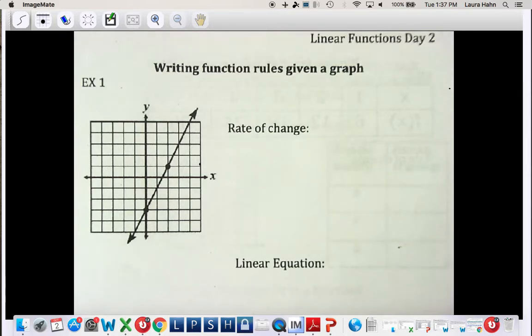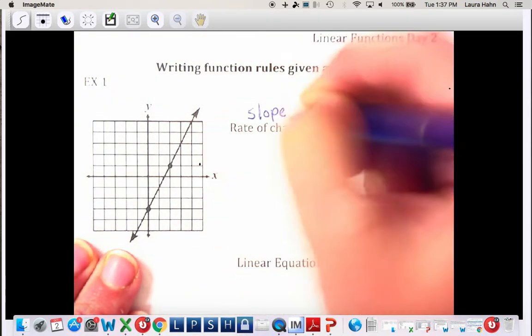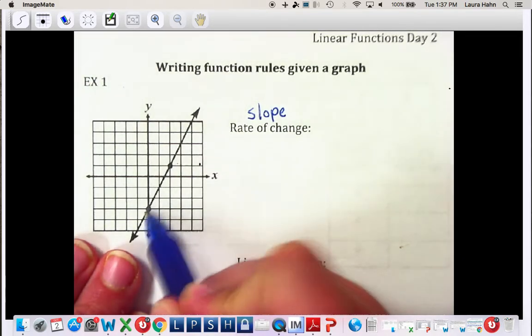So a lot of this can be reviewed from our last page of notes. Rate of change, we know another word for rate of change is slope, so I'm going to write slope above this. In order to find our slope or our rate of change we need 2 points. I see 2 points already bolded, so I'm going to use these.